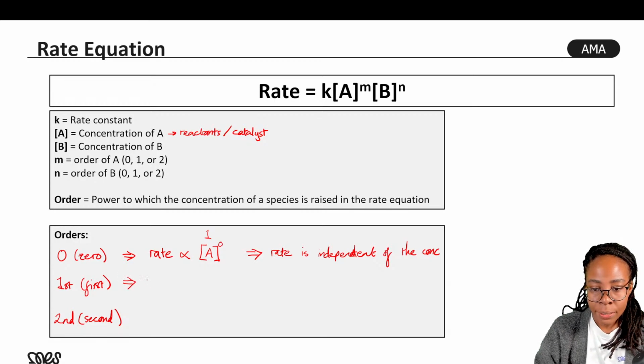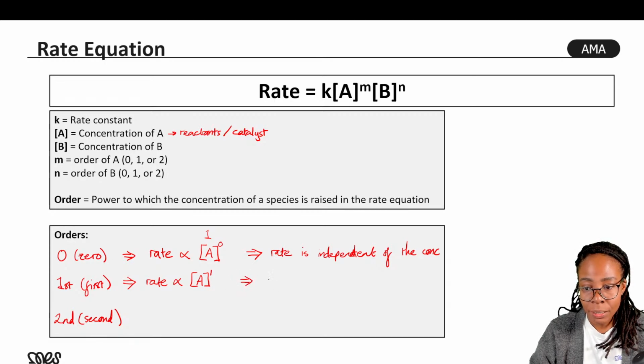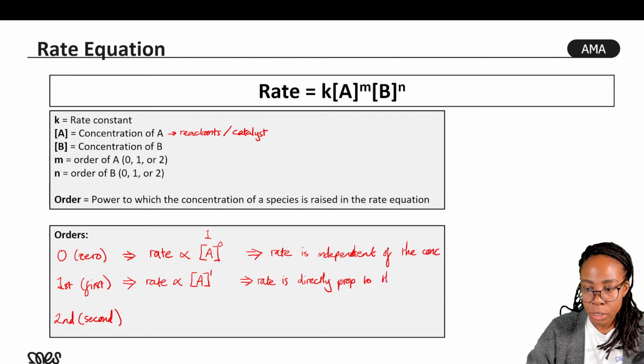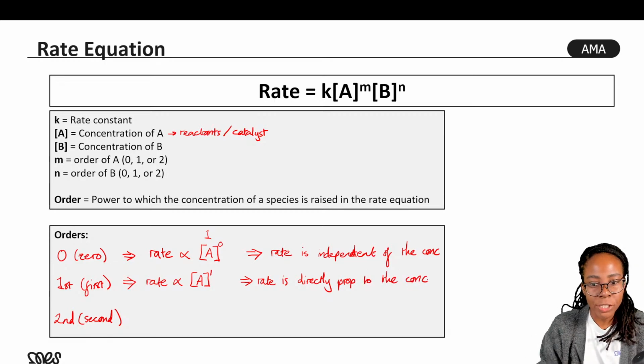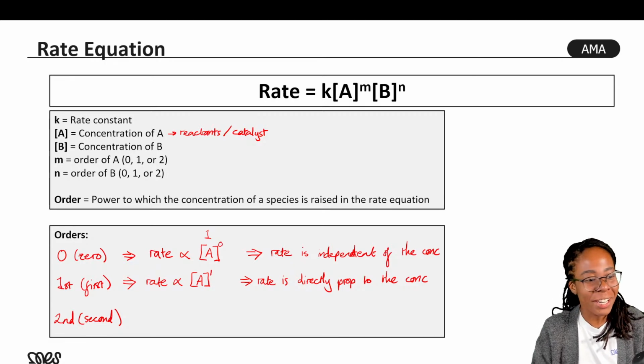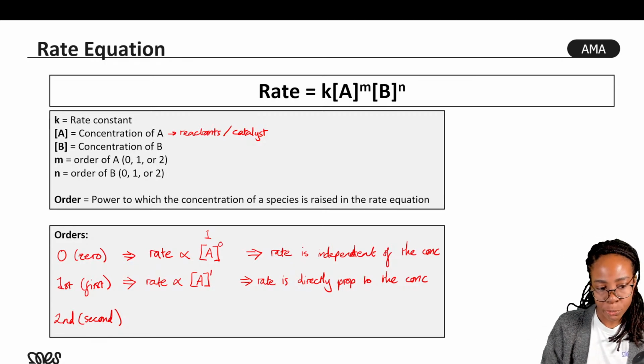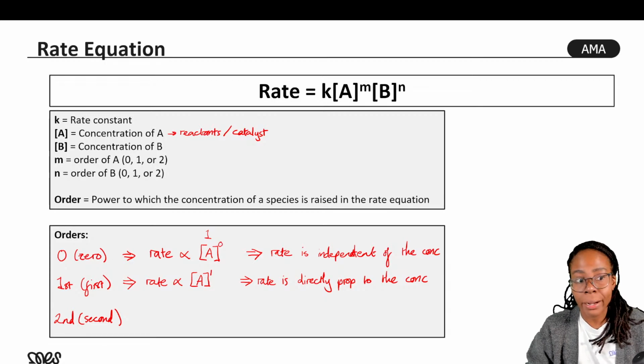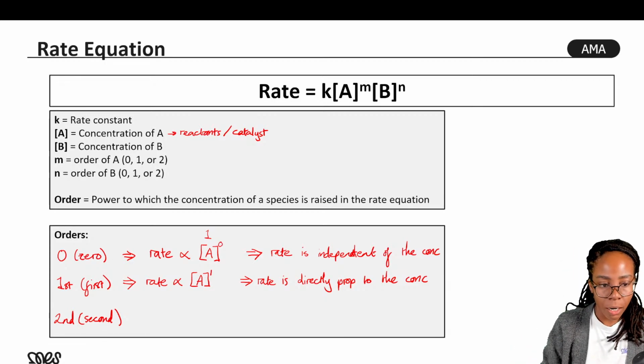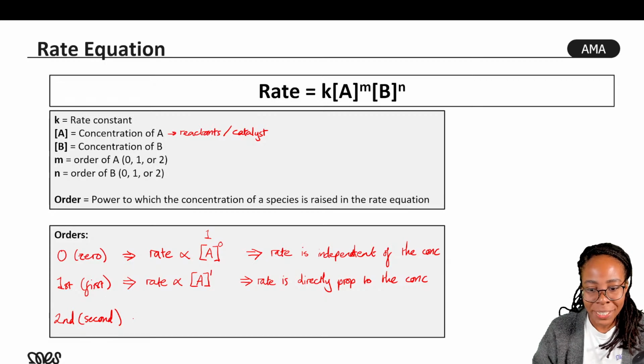For first order, that means that rate is proportional to the concentration of our species, A to the power of 1, which, mathematically speaking, means that the rate is directly proportional to the concentration. So if the concentration is multiplied by 3, then the rate will also be multiplied by 3. If the concentration is multiplied by 100, the rate will also be multiplied by 100. And then we can probably guess where we're going with this.